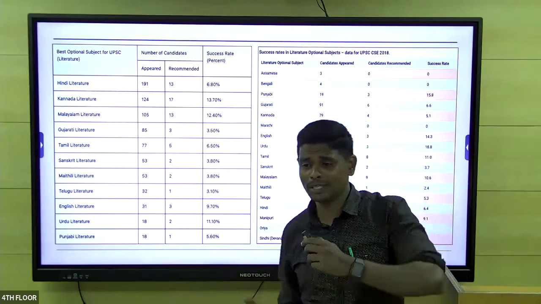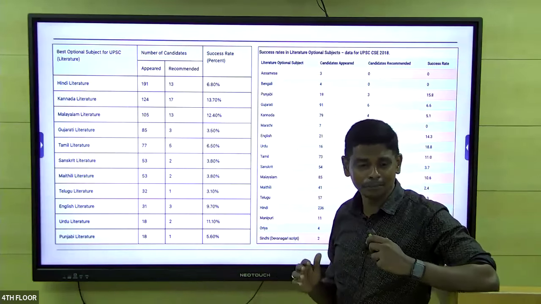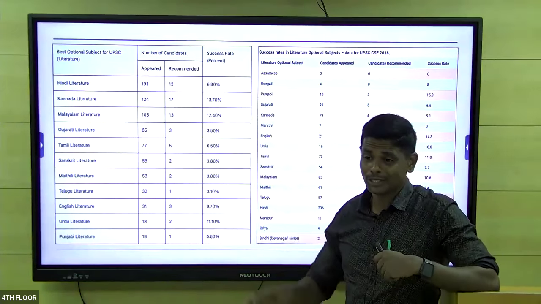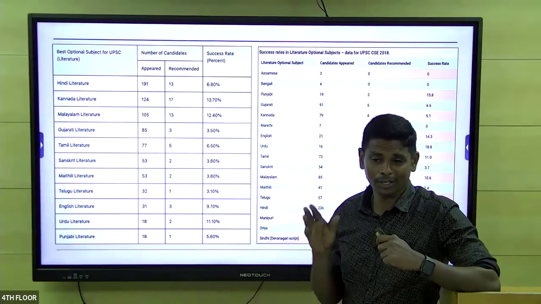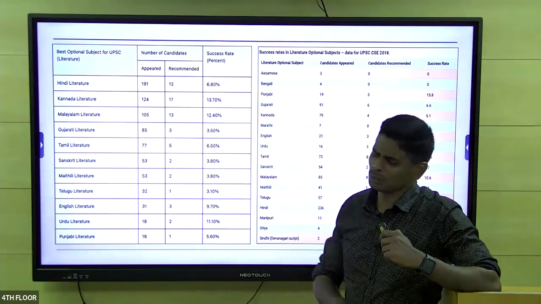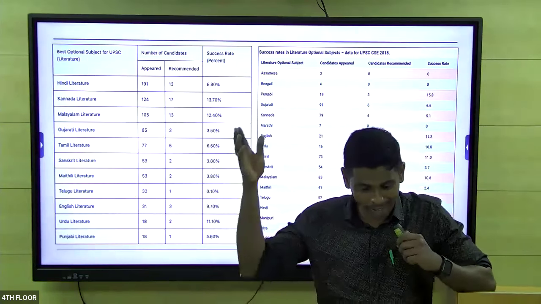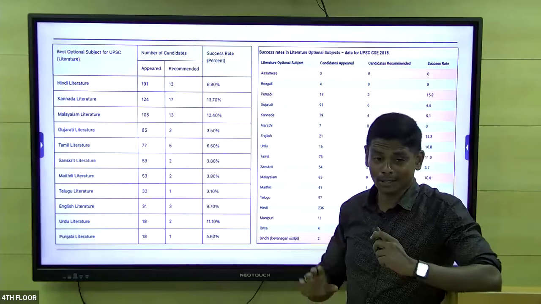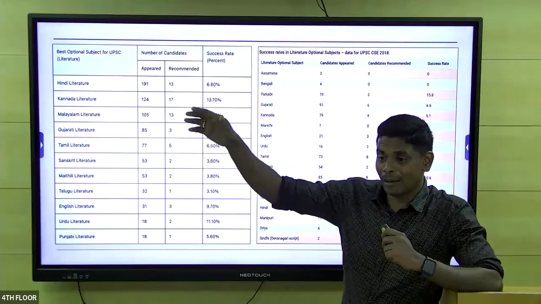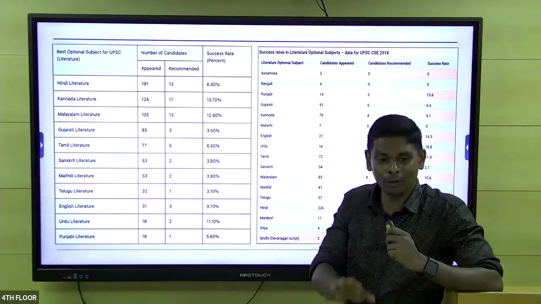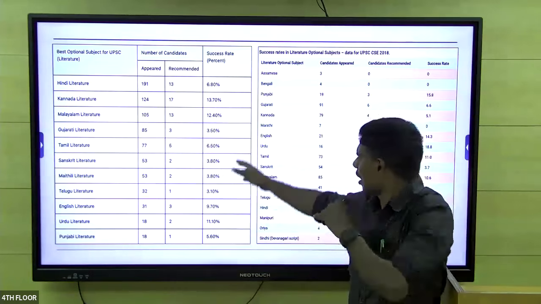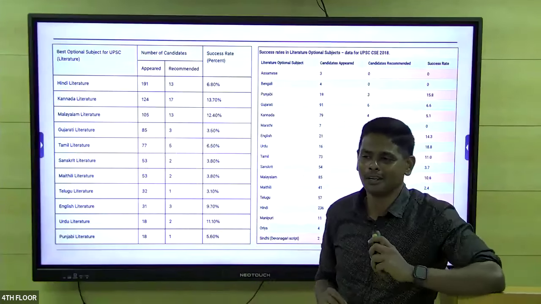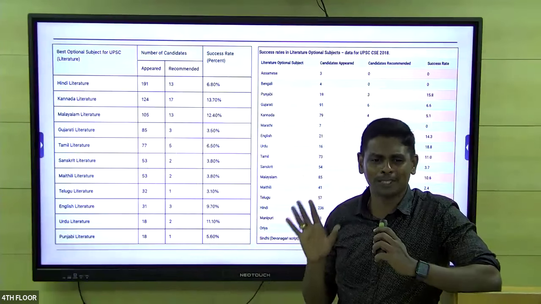And the beauty of literature is that English literature has consistently never gone down below 10% strike rate. Almost all other optionals have gone drastically down to 6% and suddenly shot up to 20. English literature has gone up to 22% at one point of time, and has come down, but it has never gone below 9.5. Other optionals have drastically gone down and shot up. It means that it is a safe stock to bet.